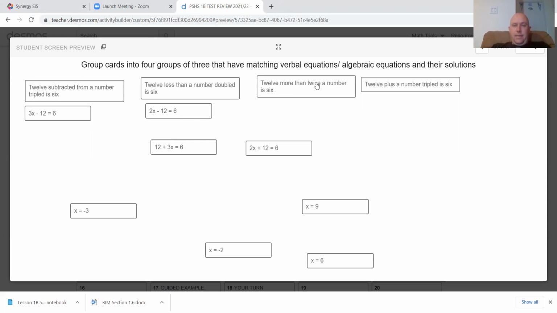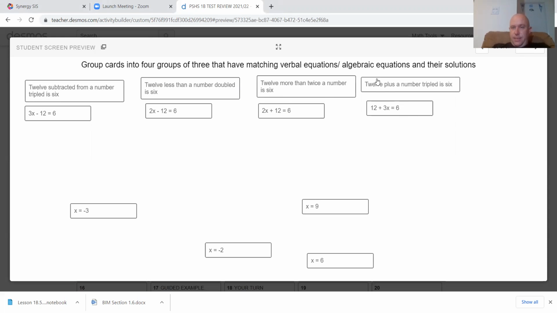12 more than twice a number is 6. So more than, like less than, is one of those turnaround words. More than I know is add, so it's not 12 add, it's going to be something plus 12. Twice a number, twice is another word that means the same as doubled, so I'm timesing by 2. So I can see it's this one here. Let's just check the last one.